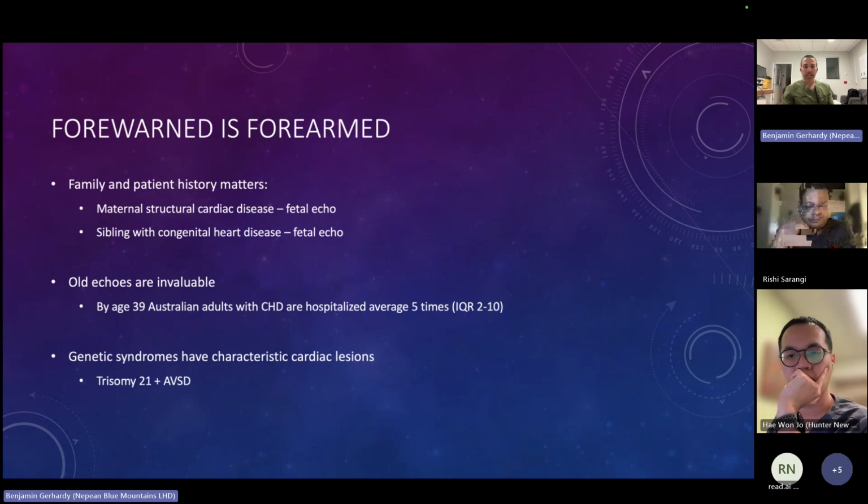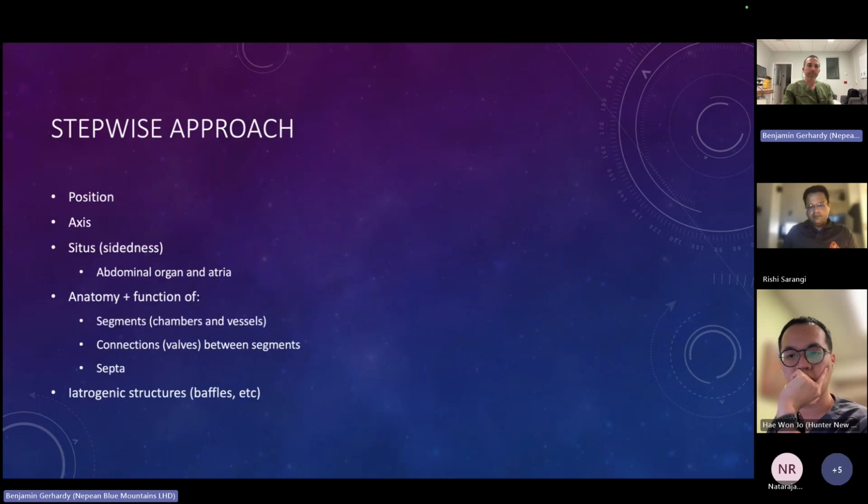And don't forget that genetic syndromes have some characteristic cardiac lesions. I've just listed one there, trisomy 21 or Down syndrome, having an atrioventricular septal defect, but there's many others. And again, if you know the genetics of a patient or the syndrome of a patient, you can go through and work out what the most common congenital cardiac lesions will be. Useful when you're actually scanning, and also useful for some things like the ASE boards, where there's always a few questions on congenital disease. So I like to take a stepwise approach.